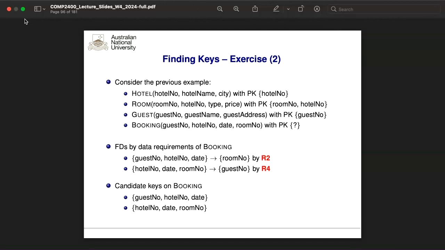As a guest number, hotel number, date. This could be a primary key. Or a hotel number, date, a room number. That could be. Either of them is fine. They're all called candidate keys. Okay, so this shows how we use function dependencies to find the keys. Then from there, you can choose primary key.